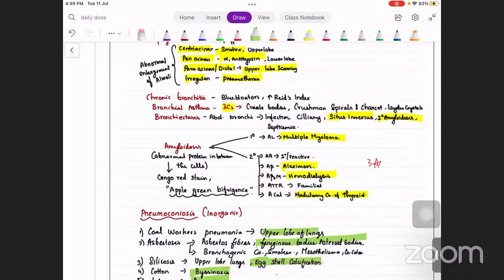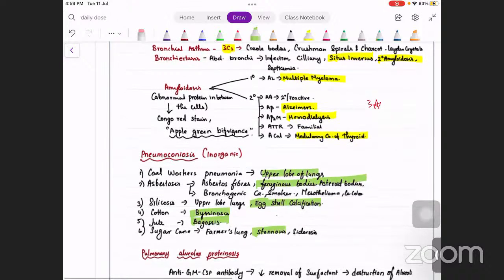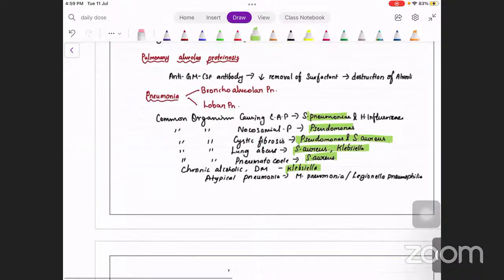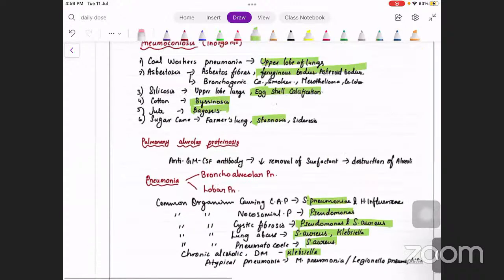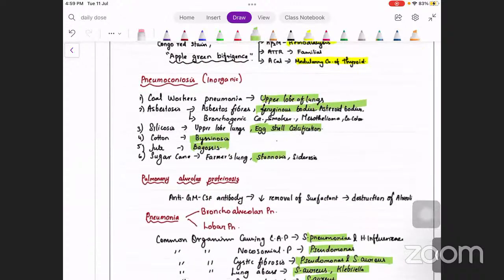Apart from that, you have to remember Congo red stain with apple green birefringence. Then you have pneumoconiosis: coal workers pneumoconiosis is upper lobe; asbestosis, ferruginous bodies and asteroid bodies; silicosis, eggshell calcification; cotton, byssinosis; jute, bagassosis; sugarcane, bagassosis. Once again, people: upper lobe of lungs, coal worker and silicosis. Asbestosis, you may see the ferruginous and asteroid bodies.